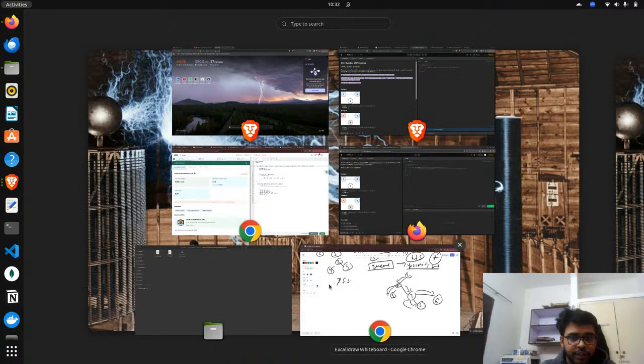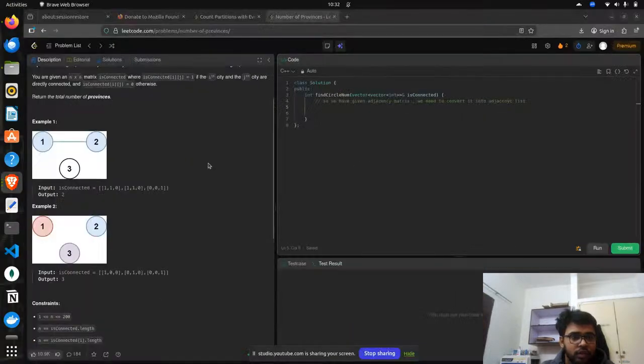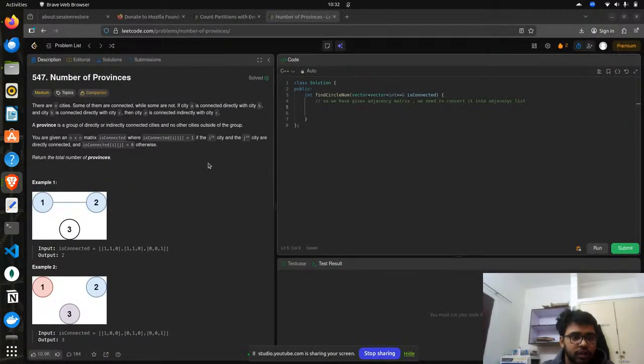And the question is pretty easy to solve. We need to count the number of connected components, the number of provinces. There are n cities, some of them are connected while some are not. If city A is connected directly with city B, and city B is connected directly with city C, then A is connected indirectly with C. A province is a group of directly or indirectly connected cities and no other cities outside the group. You are given the cities, and you tell the total number of provinces.